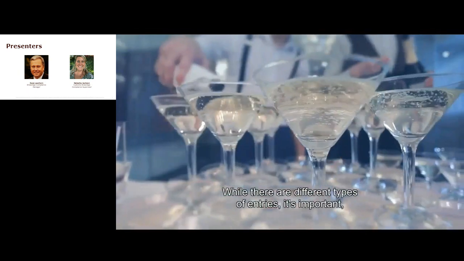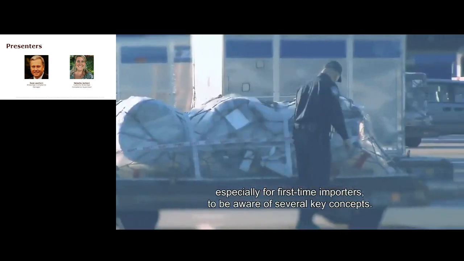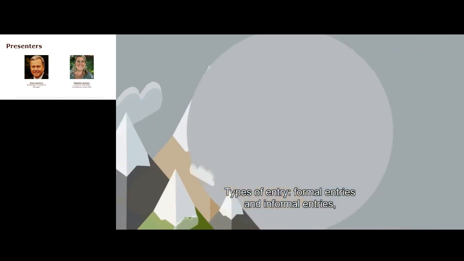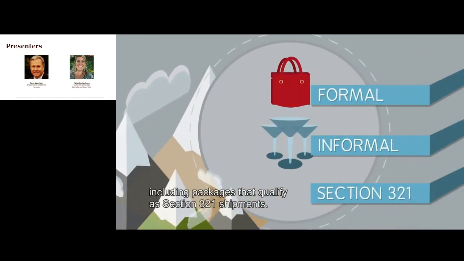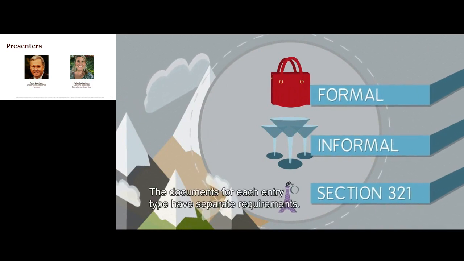While there are different types of entries, it's important, especially for first-time importers, to be aware of several key concepts. Let's review some of them now. Types of entry: formal entries and informal entries, including packages that qualify as Section 321 shipments. The documents for each entry type have separate requirements.